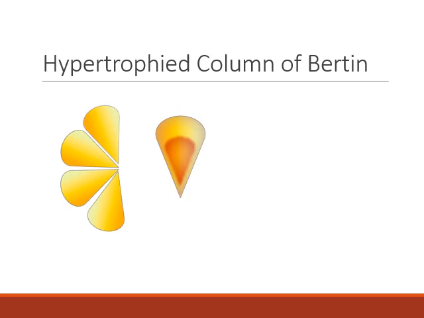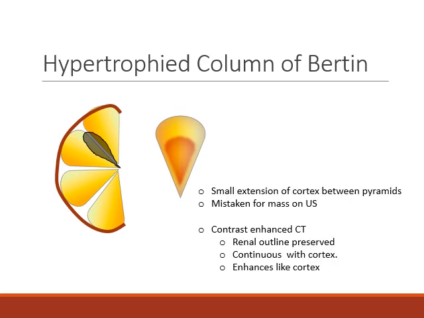The key to identifying this is that on any imaging, it looks like renal cortex, it behaves and enhances the same way as renal cortex does, it's continuous with the cortex, and the renal outline will be nicely preserved. You don't tend to get a nicely preserved renal outline with renal cell carcinoma. So that is hypertrophied columns of Bertin. They are simply extensions of cortex between the pyramids that can look like a mass on ultrasound, but will behave and look like cortex in every other way.